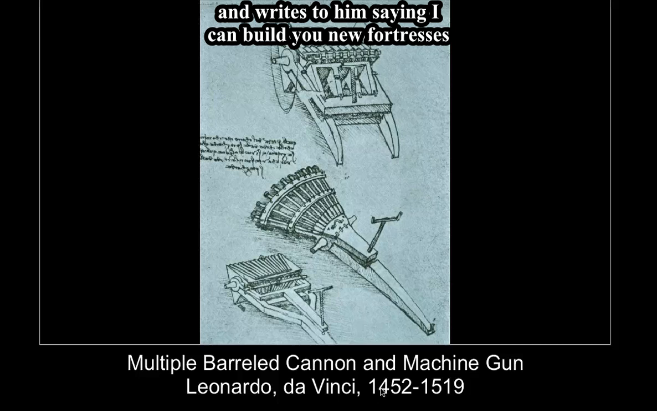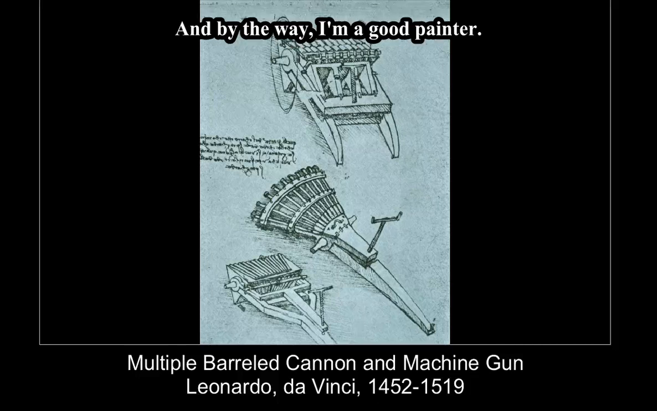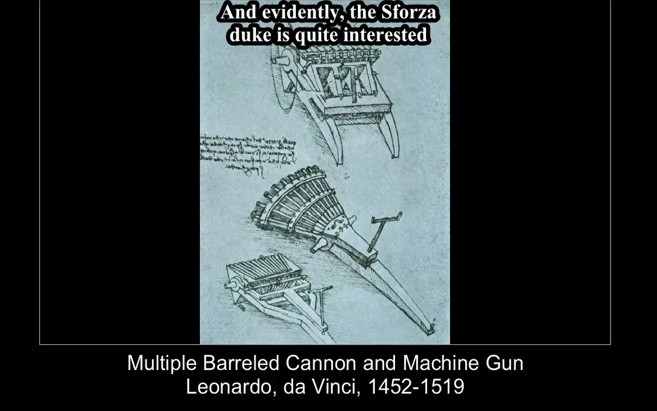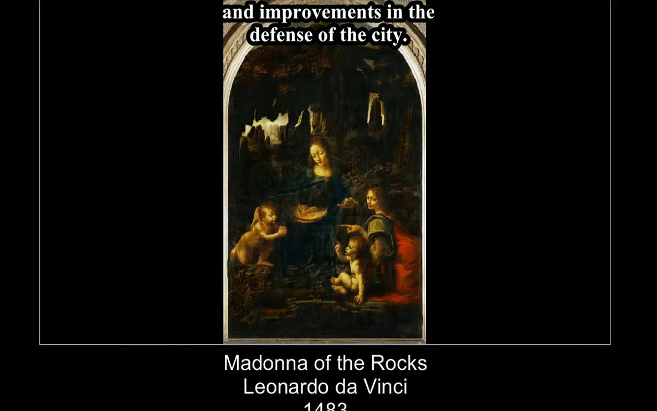But anyway, he approaches the Duke of Milan and offers his services as a military engineer, and writes to him saying, I can build you new fortresses and new kinds of war machines and help protect your city. And by the way, I'm a good painter. That's exactly how he puts it. And evidently, the Sforza Duke is quite interested and invites Leonardo to come up. And Leonardo does reshape and rebuild the fortresses of the city of Milan. He redesigns a canal system for Milan, and does important city improvements in the defense of the city.